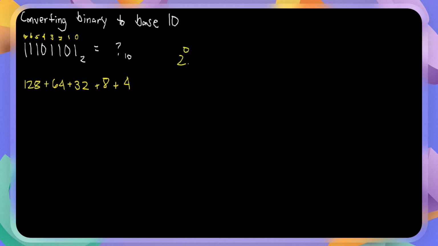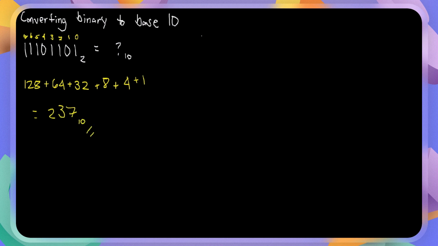What do you get when we have 2 raised to 0? Well, we know from the laws of exponents that 2 raised to 0 is going to be equal to 1, because any number raised to 0 is automatically going to be 1. So let's just write our 1 there, and then let's add them up. 128 plus 64 plus 32 plus 8 plus 4 plus 1. That's going to be 237.